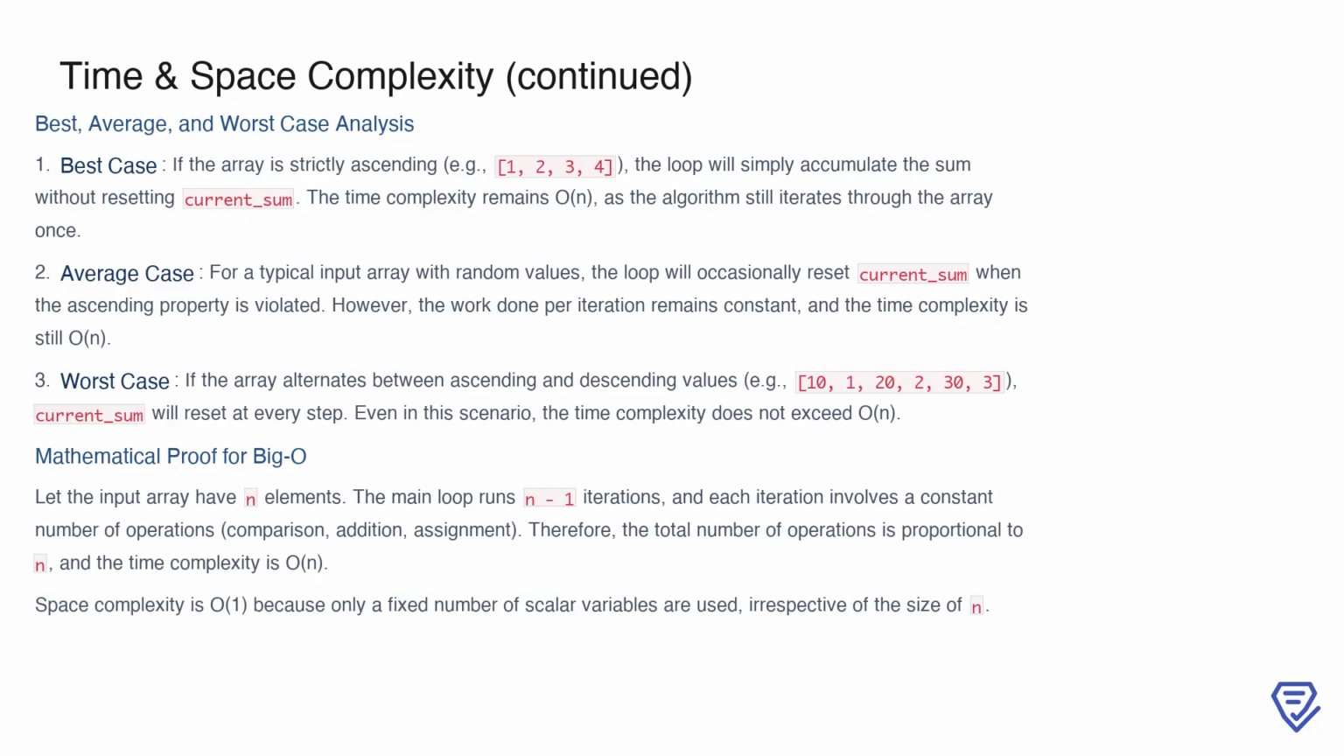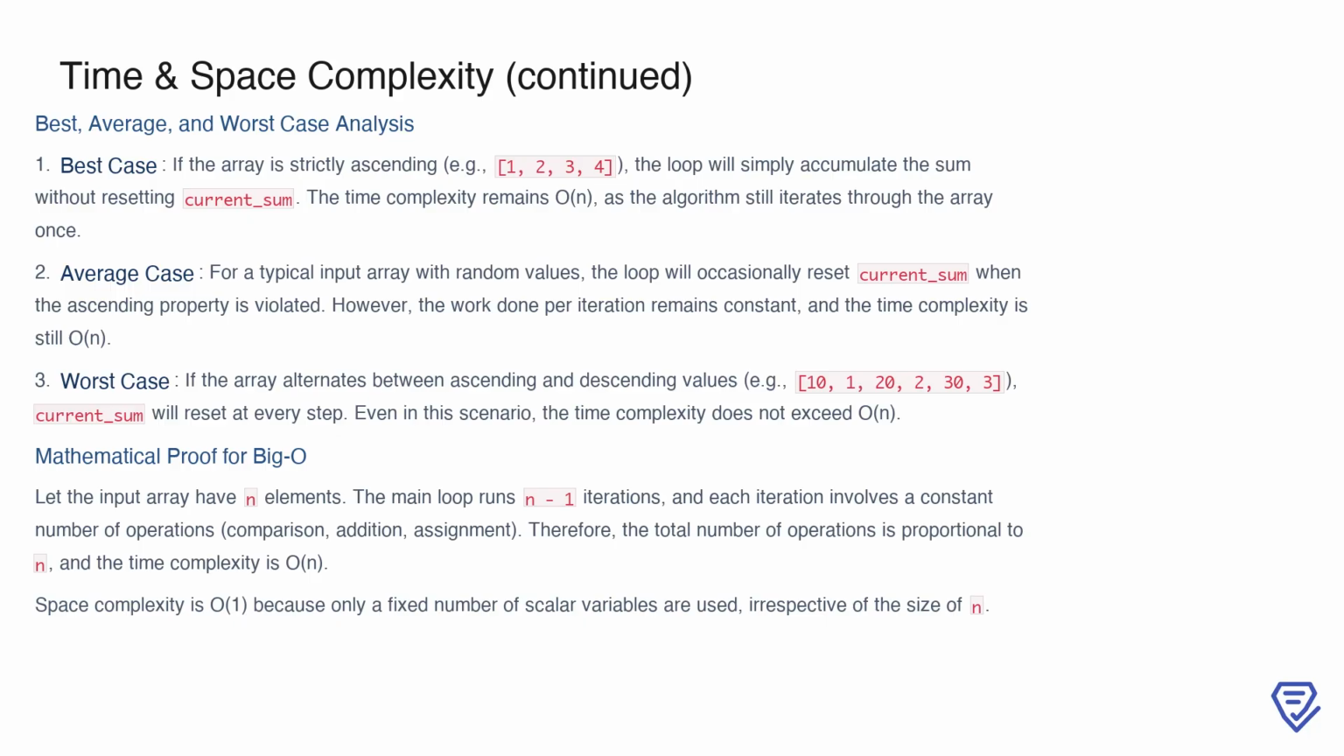In the worst-case scenario, where the array alternates between ascending and descending values, such as 10, 1, 20, 2, 30, 3, the algorithm resets current_sum at every step. Even under these conditions, the total time complexity remains O(n), because the loop iterates through the array just once.